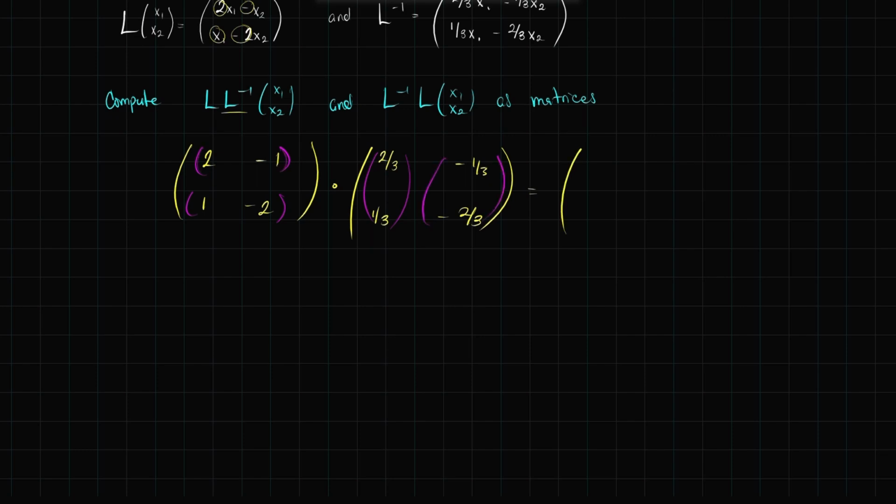The first row against the first column gives me 4/3. That's just that term times that term. And then this term times this term is -1/3. If I do the first row times the second column, I get 2 times -1/3 is -2/3. And then -1 times -2/3 is +2/3. If I do that again with the bottom row, I have a 1 times 2/3. And I have a -2 times 1/3, so -2/3. And then the bottom right, I have 1 times -1/3. And -2 times -2/3 is +4/3.